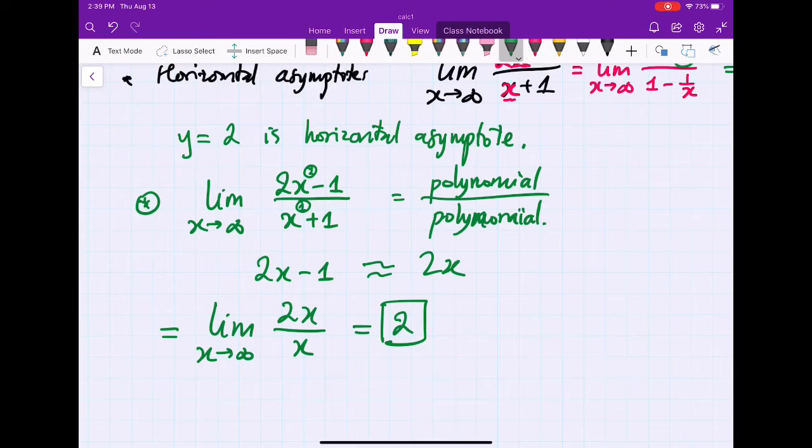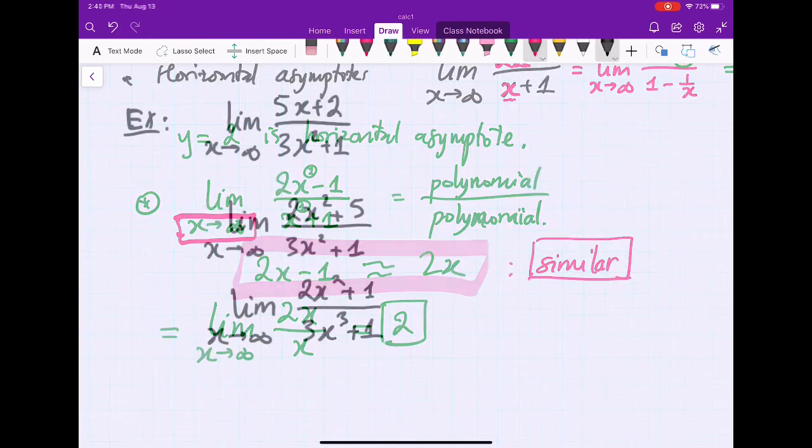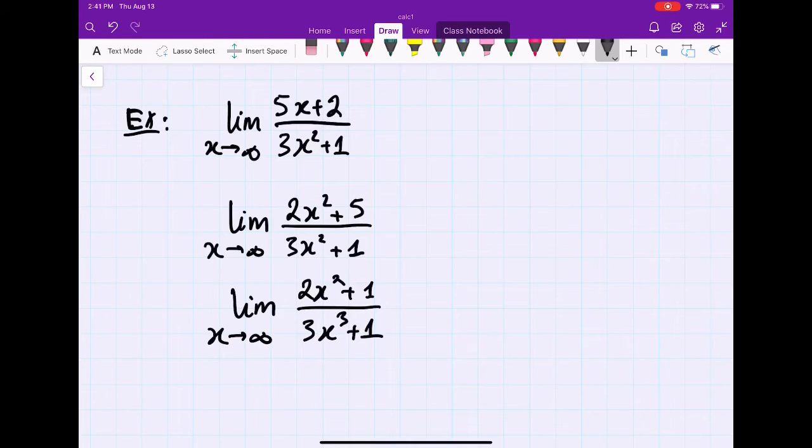But I really want to see this small discussion in your solution. It tells me, yes, actually you understand at infinity 2x minus 1 is similar to 2x. Means two functions are similar. Does that make sense? At infinity, don't forget that. That happened only at infinity. Now look at these 3 limits. And let's use the idea of similarity we just discussed to solve these 3 limits.